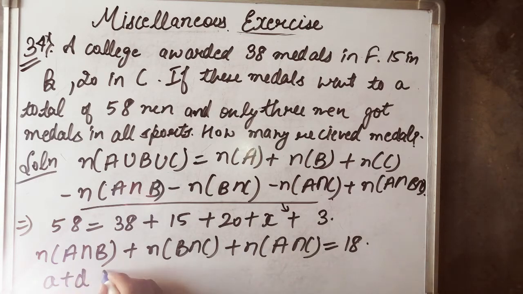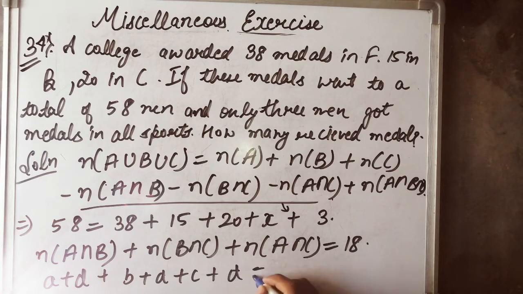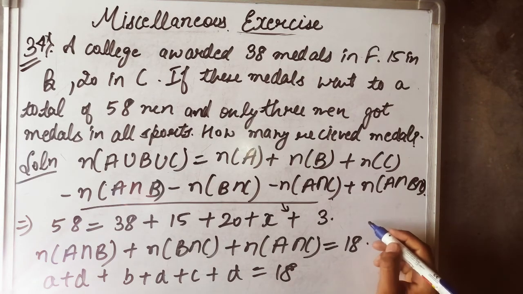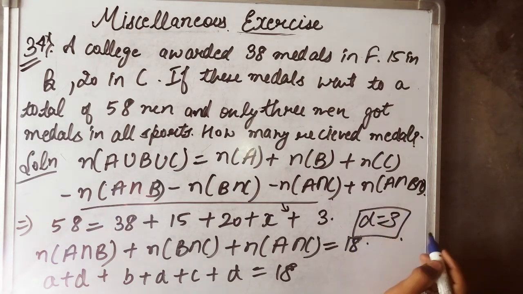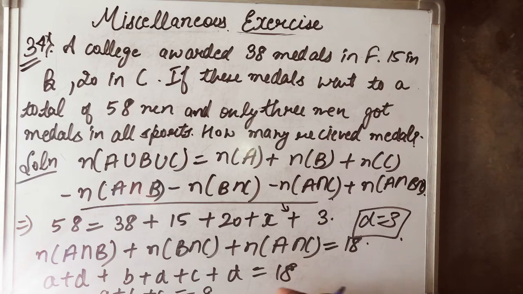We have A plus D plus B plus D plus C plus D equals 18, and after that we have A plus B plus C, and D equals 3. A plus B plus C equals 9, because A plus 3, B plus 3 and C plus 3 equals 18, and subtracting 9 from 18 we have 9. Okay, so here we have the people who got medals in exactly 2 of the 3 sports.